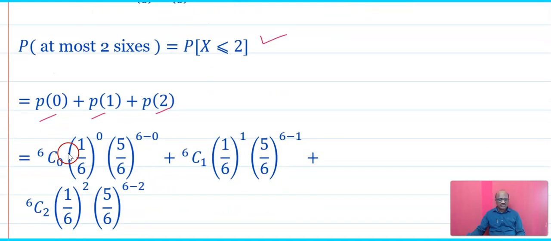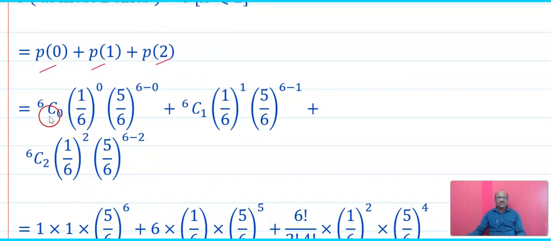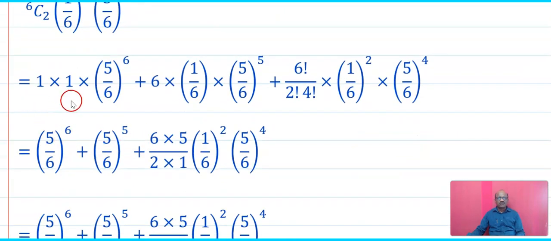So we need P of 0, P of 1 and P of 2. 0 means what? 6 is 0: (1/6) raised to 0, (5/6) raised to 6 minus 0. 6 is 1: (1/6) raised to 1, (5/6) raised to 6 minus 1. And the last, 6 is 2: (1/6) raised to 2, (5/6) raised to 6 minus 2. And hence after simplifying, you will get 1 into 1 into (5/6) raised to 6.